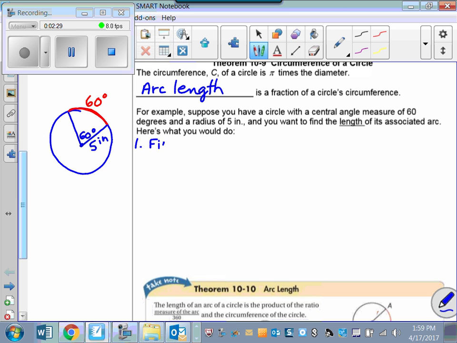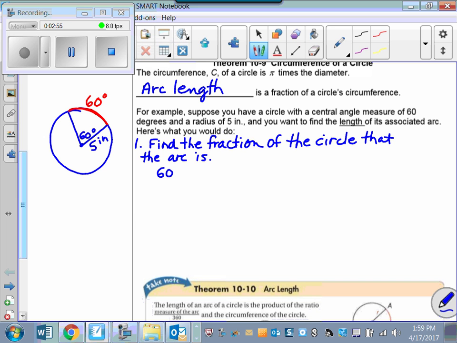So let's find the fraction of the circle that the arc is. I'm sure that's not good English, but hopefully you know what I mean. So how do I do that? Well, I know the arc measure is 60 degrees. I know the total measure in degrees of the circle is 360. So what is that as a fraction? It's 60 over 360, which is 1/6. So that arc there, that red arc, is 1/6 of the complete circle.